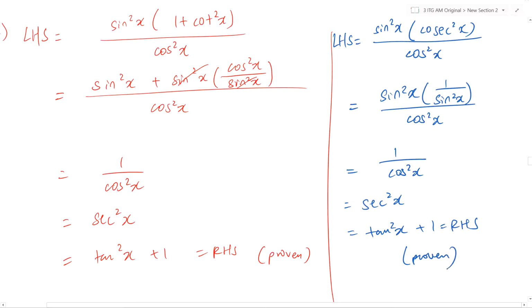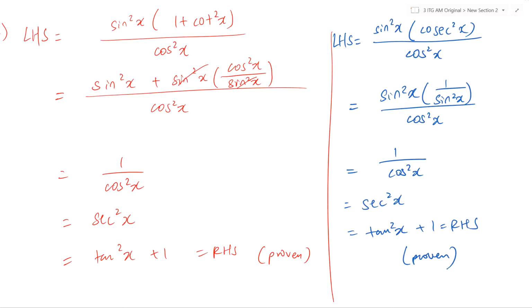Okay, so look at the screen. This is what Kevin has suggested. He changed the 1 plus cotangent square to cosecant square. Totally okay. Then cosecant is just 1 over sine square. Then you get the same answer. Both will get the same full marks.